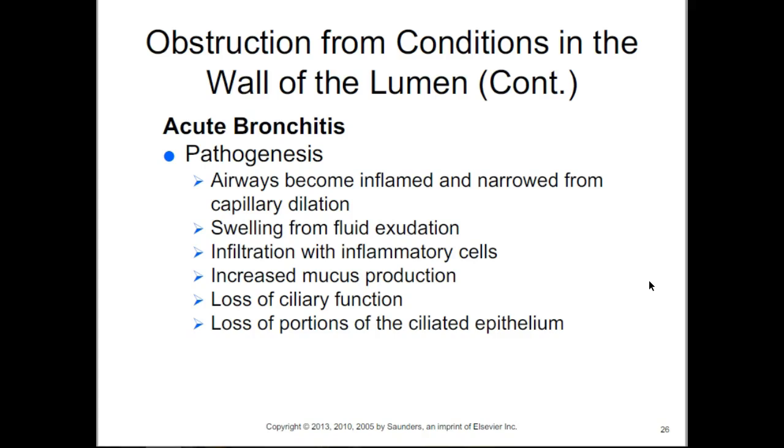The airways are narrowed from capillary dilation. Okay, so they become inflamed, and they have fluid exudates, right? A lot of inflammatory cells also infiltrate, which can also narrow, right? They all have this increased mucus production. Loss of ciliary function, and loss of portions of the ciliated epithelium. And I want you to look at those last two, right? And also the mucus production, but that could happen due to other reasons, right? But the loss of ciliary function often comes from smoking. And you know that people who are smokers get not even acute bronchitis, they get chronic bronchitis. So we'll talk a little bit about that afterwards.